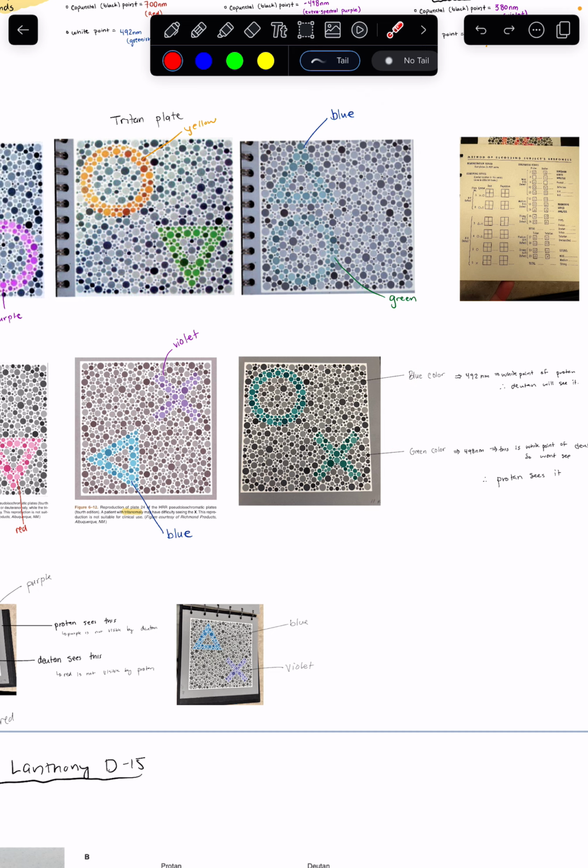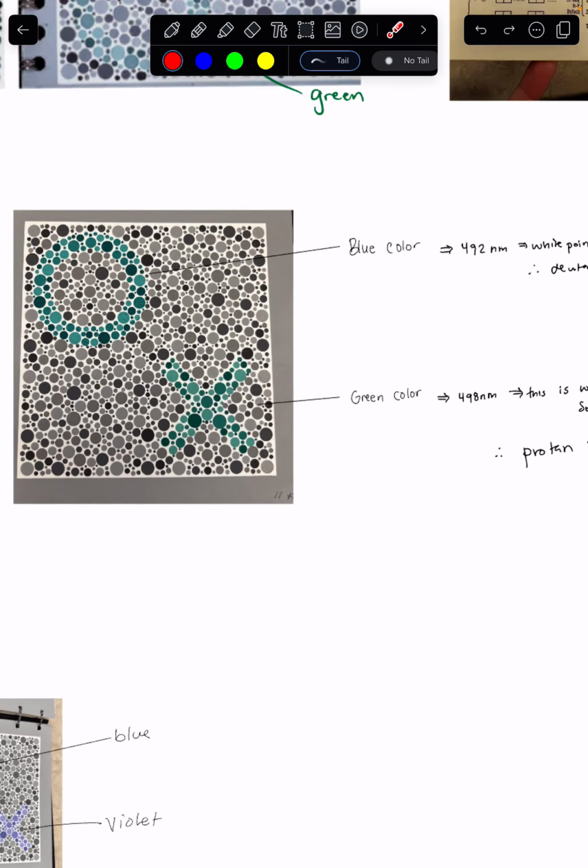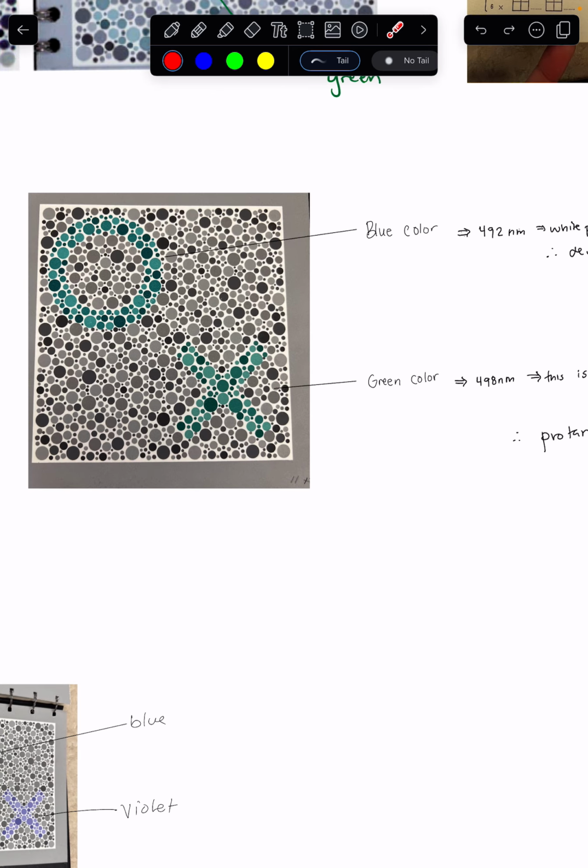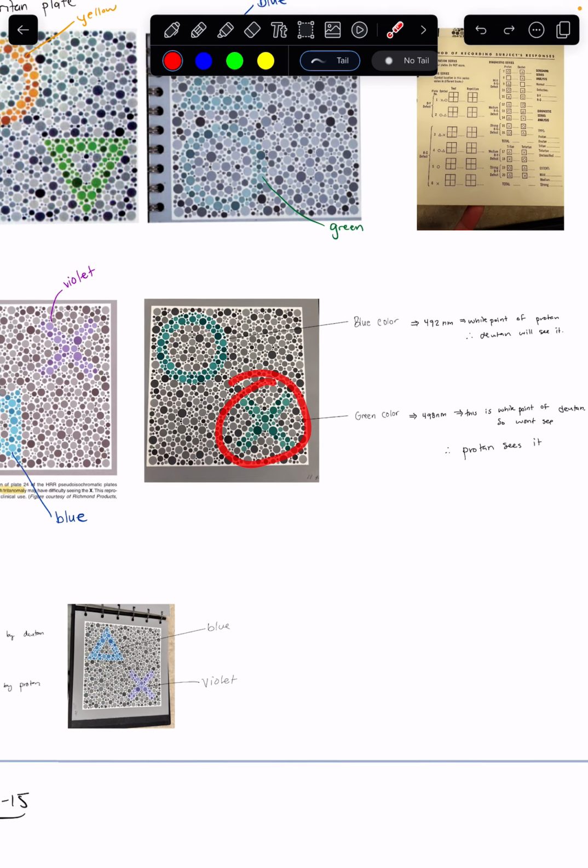Now these look like they're really close in color. We'll look at this one first. We're going to call this one a blue color, and this one a green color. So the blue color, remember at 492, that's the white point of a protan. So they won't be able to see it at all, so the deutan will see it. And then the opposite holds true for the other one.